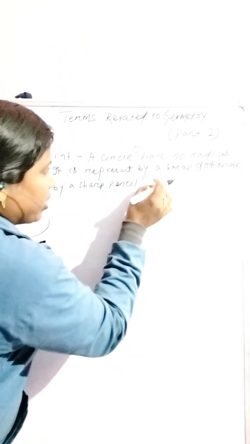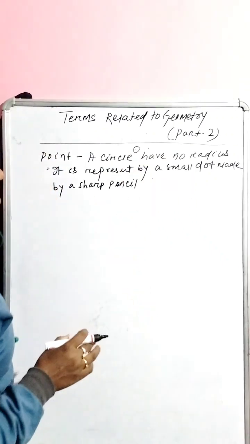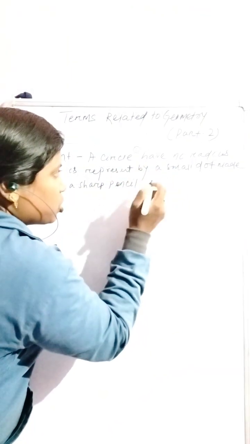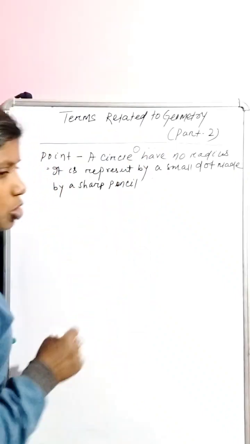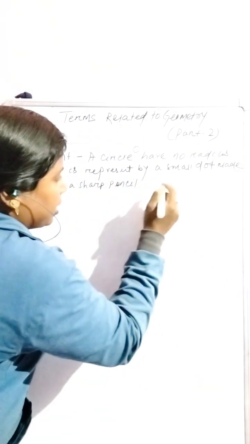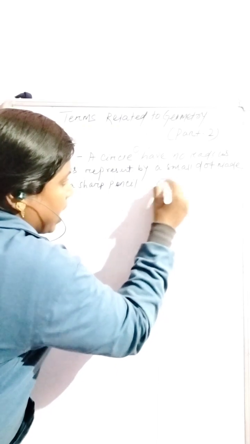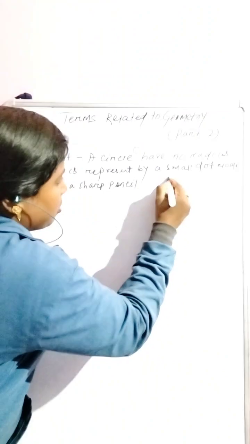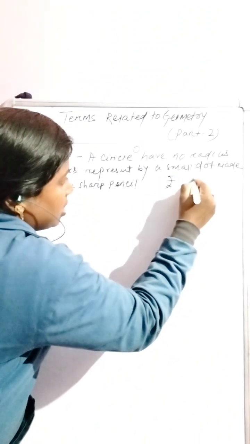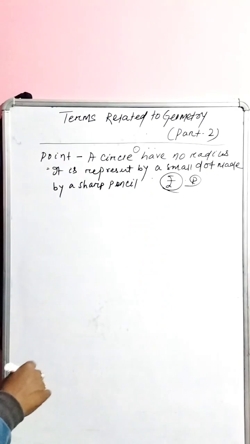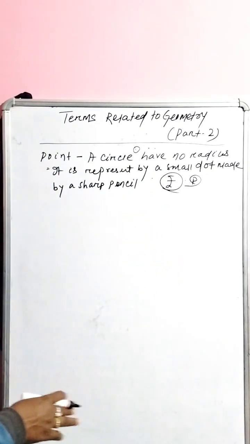Then a point has different functions in different places. When you are writing a sentence, after the sentence you put a full stop. It is also a point. When you separate rupees and paisa, we also put a point. In decimals also a point is there.